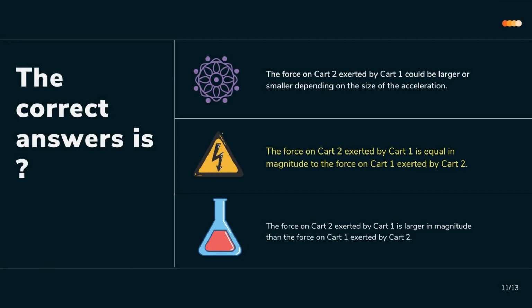The correct answer is, first, the force on cart 2 exerted by cart 1 could be larger or smaller depending on the size of the acceleration. Second, the force on cart 2 exerted by cart 1 is equal in magnitude to the force on cart 1 exerted by cart 2. Third, the force on cart 2 exerted by cart 1 is larger in magnitude than the force on cart 1 exerted by cart 2. The answer is the second one. The force on cart 2 exerted by cart 1 is equal in magnitude to the force on cart 1 exerted by cart 2, and that is the correct answer.